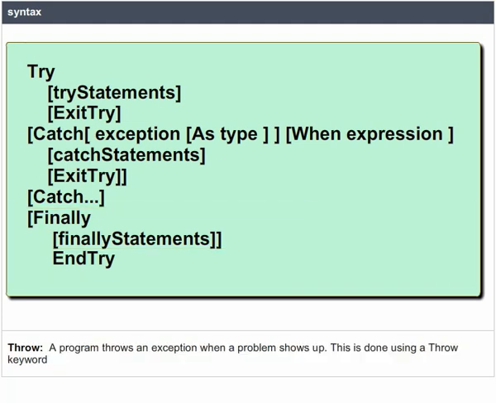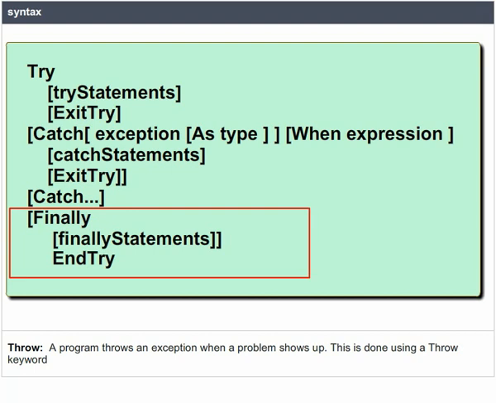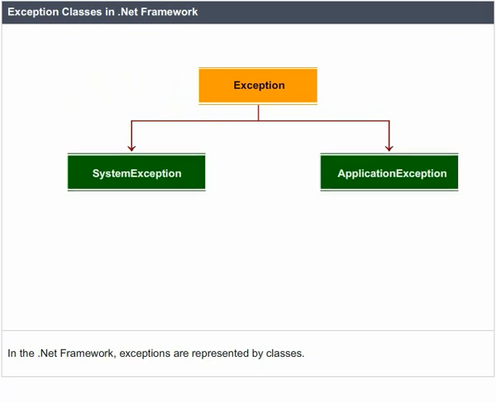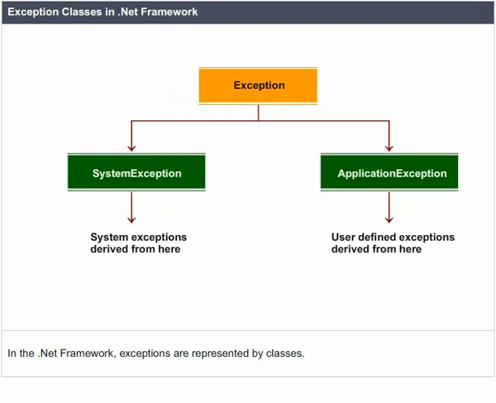Throw. A program throws an exception when a problem shows up. This is done using a throw keyword. Exception classes in .NET Framework. In the .NET Framework, exceptions are represented by classes.